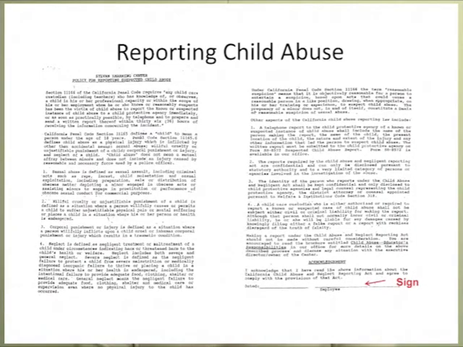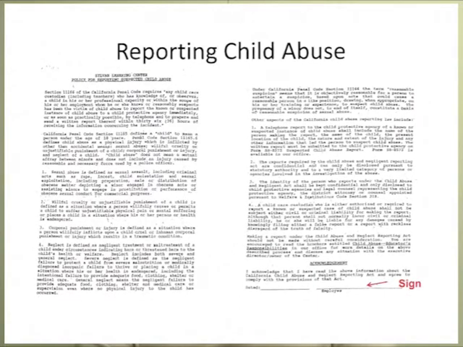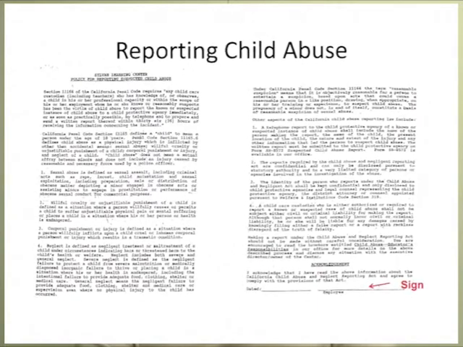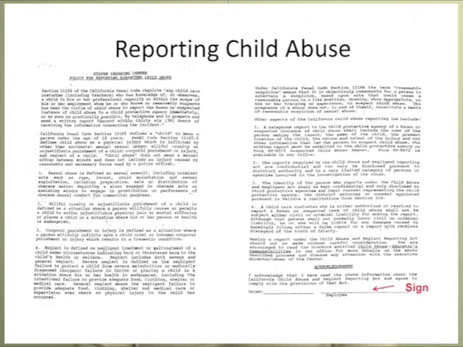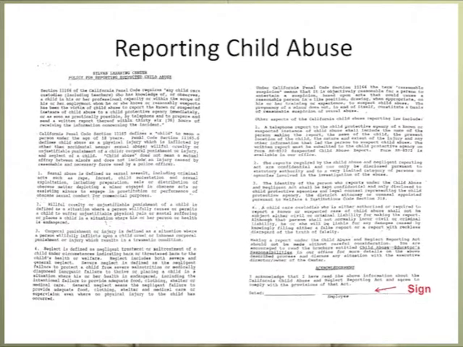The next sheet is the reporting suspected child abuse sheet. This is required by the law, and please read it thoroughly and sign at the bottom. Please note that if you suspect child abuse, you must notify the Child Protective Services within 36 hours.